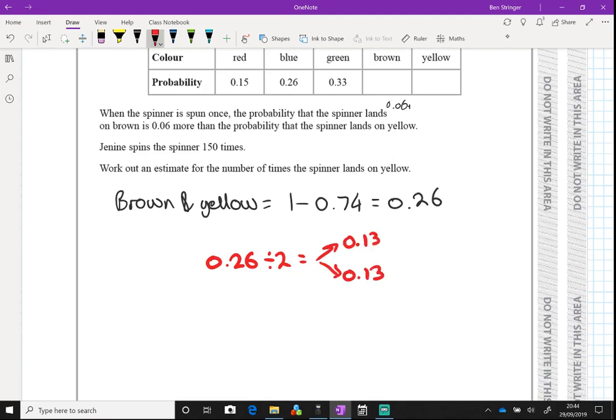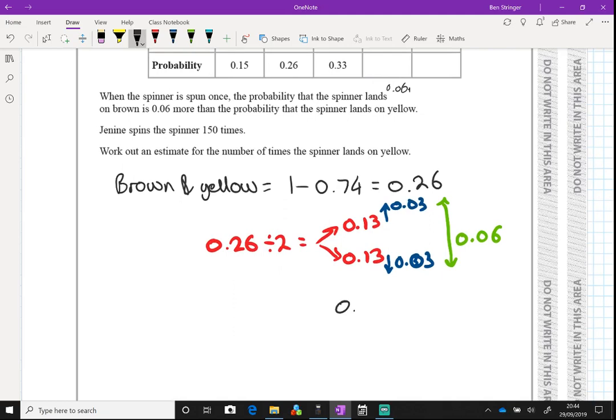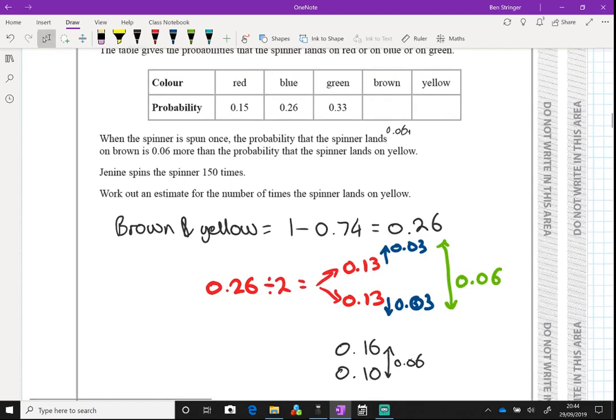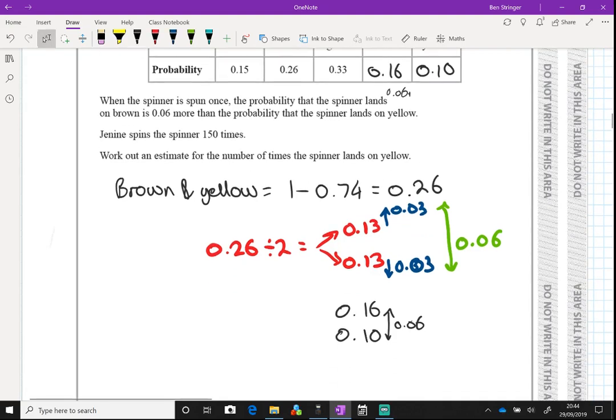Now, I want one of these to be 0.06 higher than the other. So if I go up by 0.03 and I go down by 0.03, the overall gap then would be 0.06. Just to reiterate, by doing this with numbers, 0.13 up by 0.03 is 0.16, and going down would be 0.10. And you can see there, that is a gap of 0.06, and collectively adds to make 0.26. So brilliant. So the brown was more. Here's the yellow. Now that's the probability table filled out.